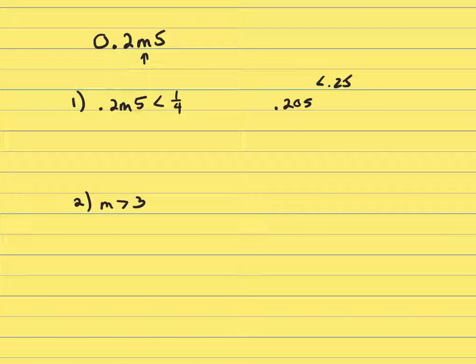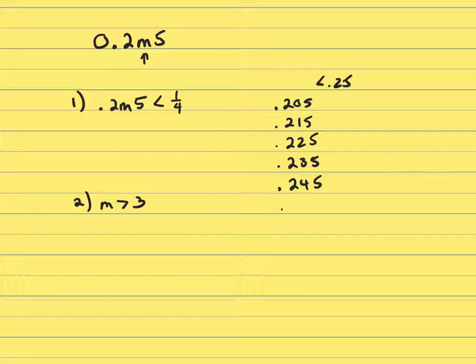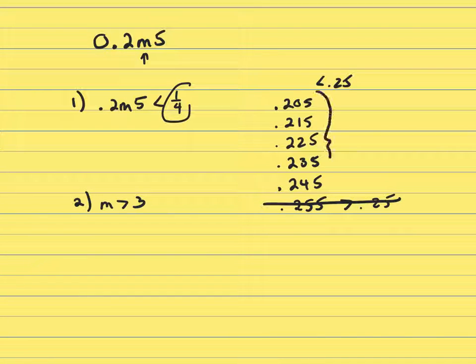0.205, that's less than 0.25, 0.215, 0.225, see, I'm plugging in just numerical values for m. 0.235, that's still less than 0.25. 0.245, that's less than 0.25. 0.255, now that's greater than 0.25. So it's less than 1/4. So it could be any of these. It could be 0 through 4, but we don't know which one.